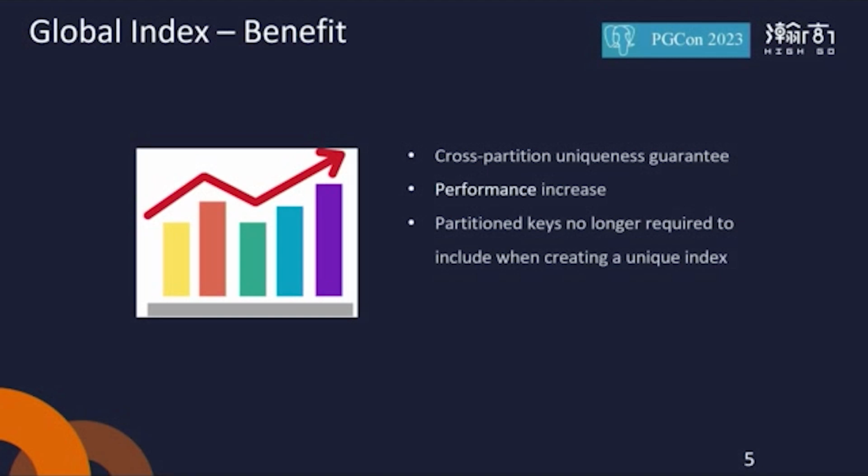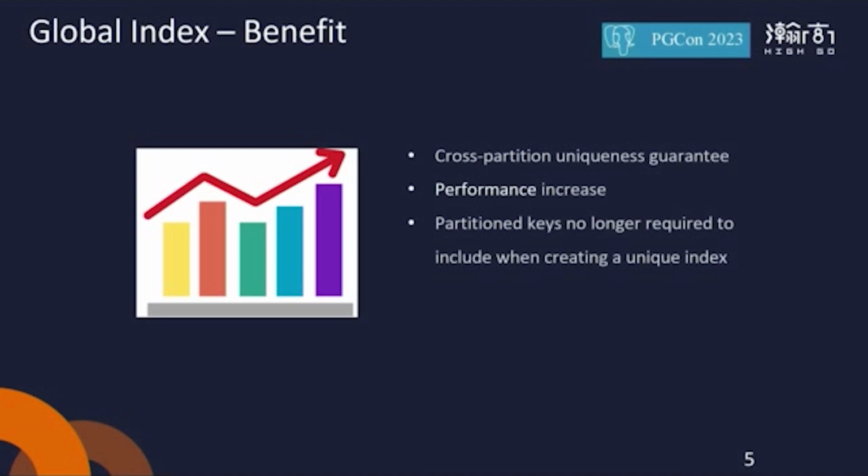And the main performance gain actually comes from the last benefit, which is that partition keys are no longer required to be included when you are creating a unique index. In regular PG with a regular partition table, when you create a unique index, it will require you to include partition keys because it cannot guarantee uniqueness across other partitions. But in a global index, it's no longer required, so you no longer need to have a multi-column index.